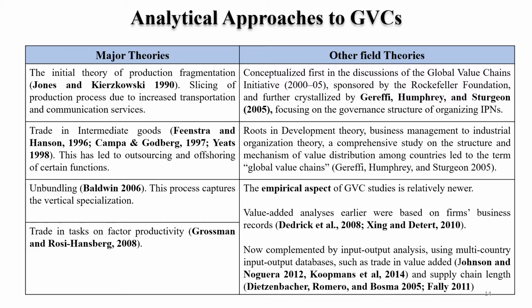From the macro and the trade aspects, if we move towards the firm level, there are several studies which also highlight different aspects of production network. One seminal work by Gereffi, Humphrey, and Sturgeon focuses on governance structures of organizing GPN. This work tries to understand the relationship between the lead firm and the supplier.